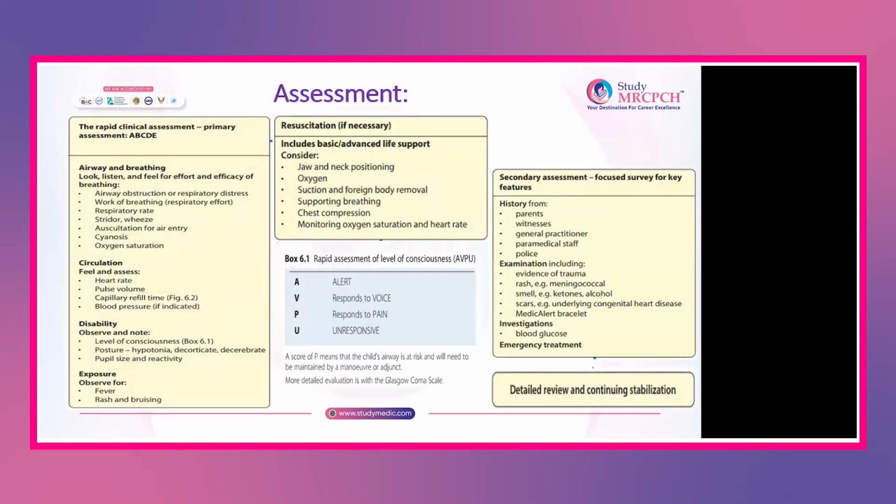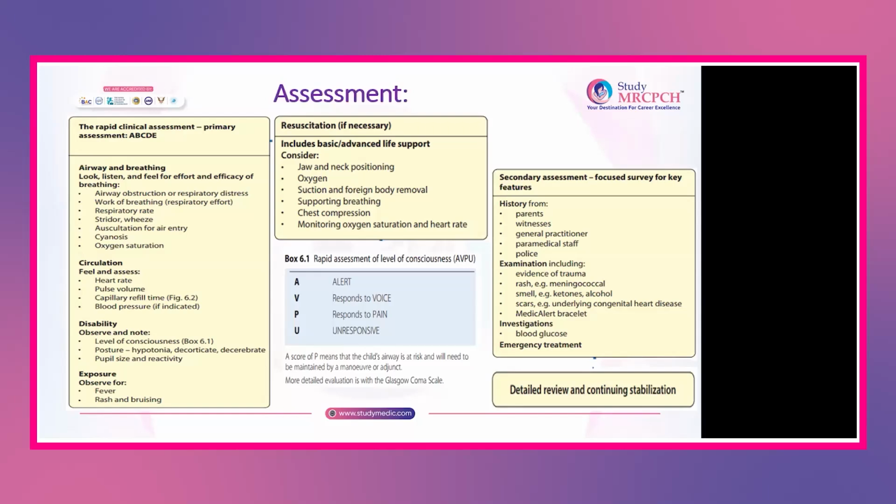So let's see how we can do this primary assessment, which starts with ABCDE. A reflects the airway. We will go through the airway and breathing together. We need to look, listen, and feel for any effort of breathing. What obstructs the airway? Is there any respiratory distress, any increased work of breathing, intercostal, subcostal, or suprasternal recessions? While that is all going on, what is the respiratory rate?